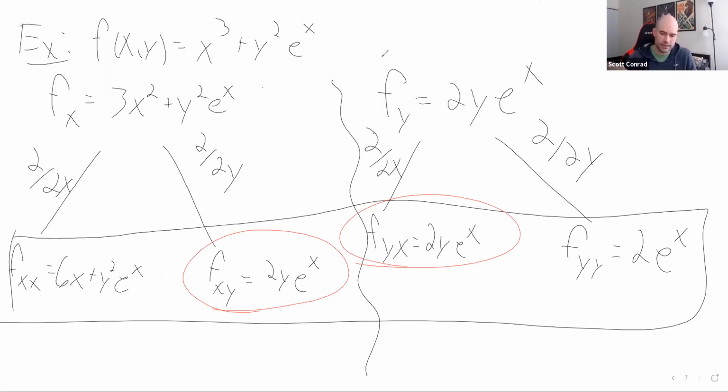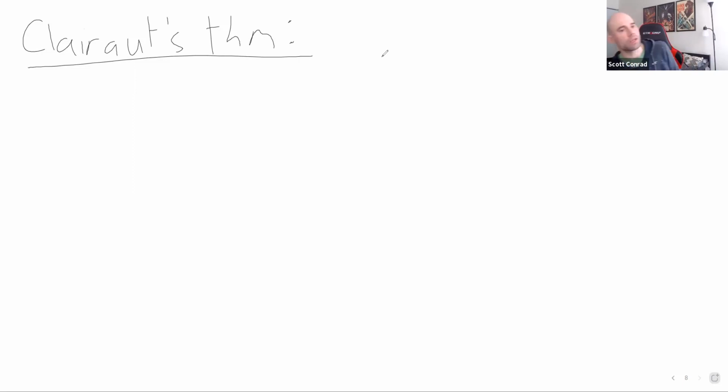So at least in this case, if we took the derivative with respect to x and then with respect to y, we get the same thing as if we take the derivative with respect to y and then with respect to x. So the order you differentiate doesn't matter in this case. And in fact, that's not an accident. So this is a big important theorem. So important, we named it after a dude, Clairaut. So this is Clairaut's theorem for mixed order partial derivatives.